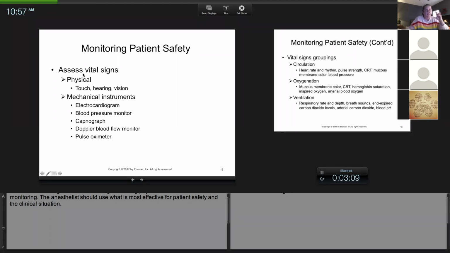And every time I talk about a vital sign, like when I talk about monitoring the heart and respiration, there's always a physical way to do it and a mechanical means to do it. Now, we tend to use both. Like when you're in surgery, you're going to use an electrocardiogram or an EKG, blood pressure, capnograph, Doppler, pulse oximeter. Those are all mechanical means of monitoring a patient, but they never should be a replacement for human intervention and human monitoring, which is feeling the patient by touch, listening to the heart, watching their eye position. Am I seeing movement?